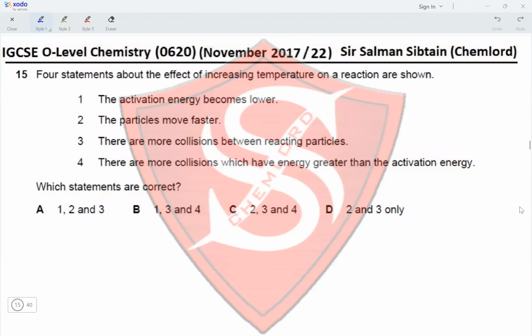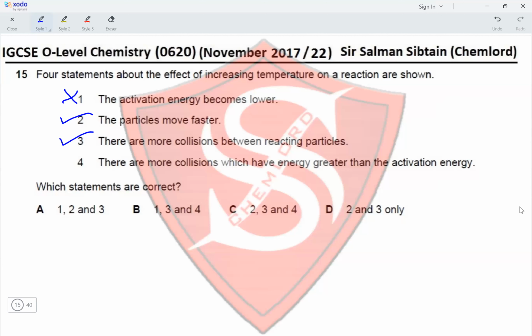Question 15. Four statements about the effect of increasing temperature on a reaction are shown. The activation energy becomes lower. Okay, an increase in temperature does not affect the value of activation energy at all. So this statement is incorrect. The particles move faster, yes, because the particles would gain kinetic energy and would move more quickly, would collide more quickly as well. There are more collisions between reacting particles, yes, that is what we just discussed.